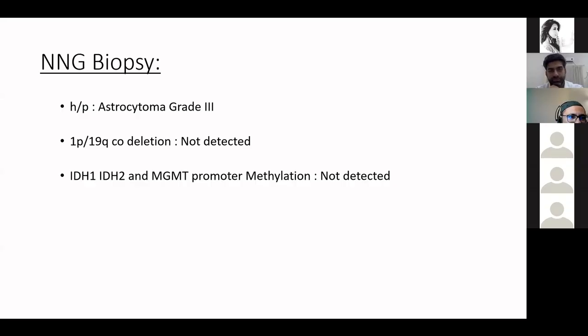Right. Okay. Yes, so on histopathology, it was astrocytoma grade 3. 1p19q co-deletion was not detected. IDH1, IDH2, and MGMT promoter methylation was not detected as well.